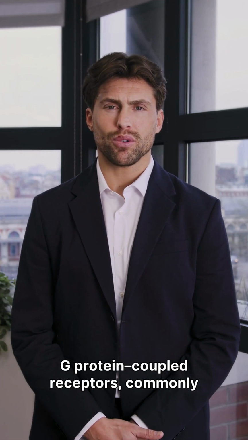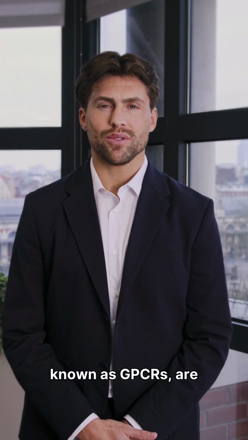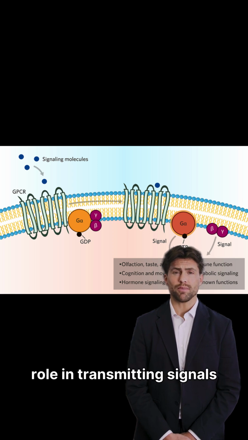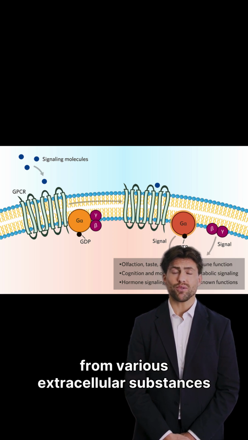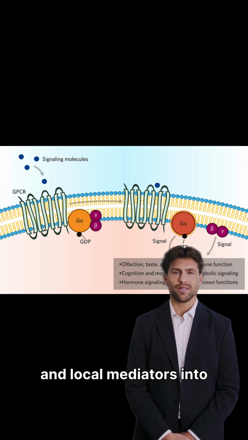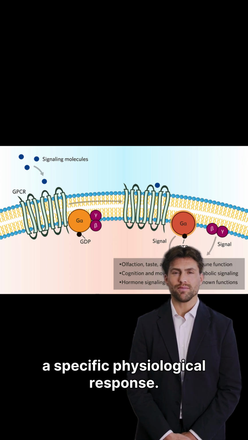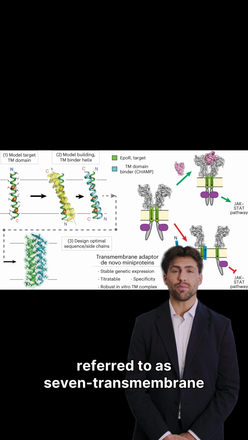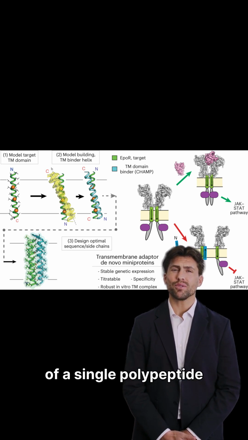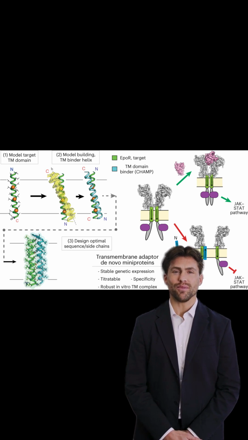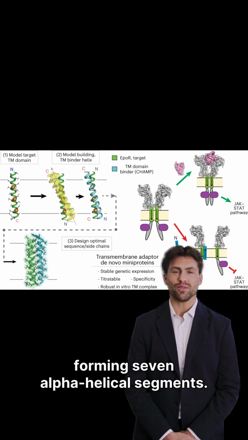G-protein coupled receptors, commonly known as GPCRs, are one of the most important families of cell surface receptors in the human body. They play a vital role in transmitting signals from various extracellular substances such as hormones, neurotransmitters, and local mediators into the cell to produce a specific physiological response. These receptors are also referred to as 7-transmembrane receptors because they consist of a single polypeptide chain that crosses the cell membrane 7 times, forming 7 alpha helical segments.